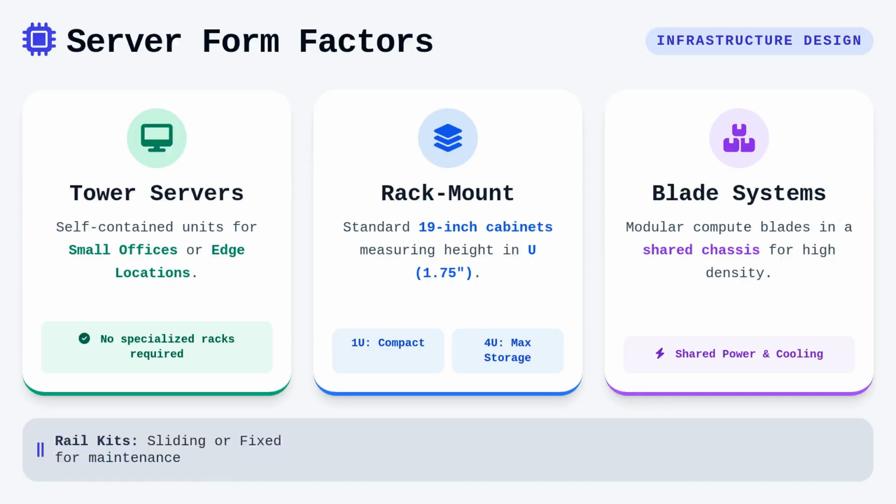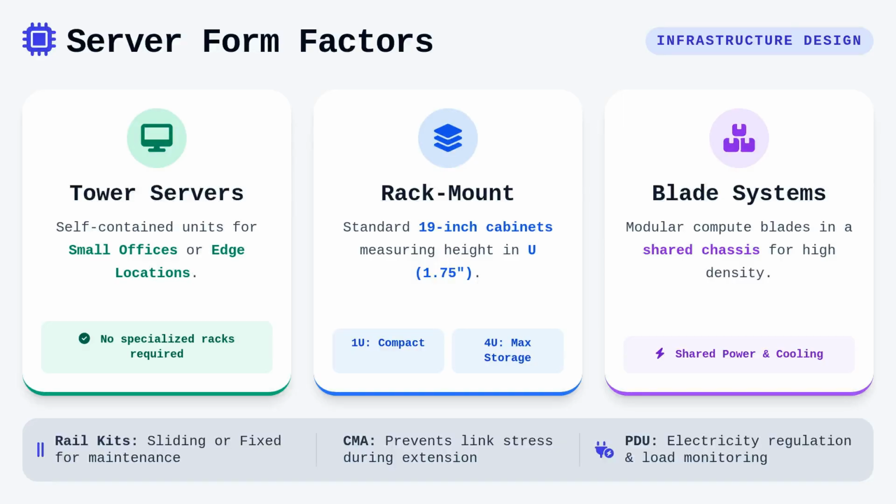When installing rack-mount units, the use of appropriate rail kits, whether sliding or fixed, is essential for safe maintenance and access. Cable management arms must be configured to permit full extension of the server chassis without placing undue stress on sensitive data or power links. Power distribution units reside within the rack to regulate and distribute electricity to these components, and monitoring their load is a vital administrative task.